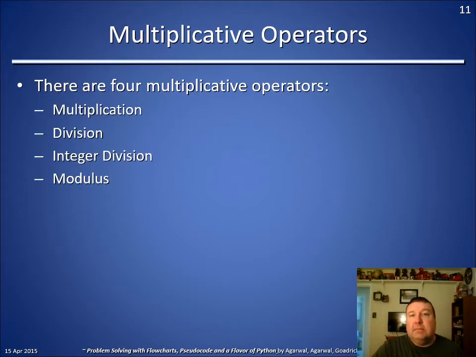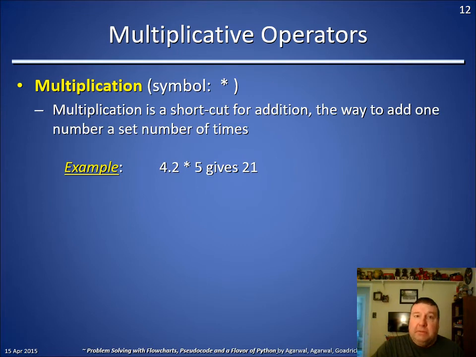There are four types of multiplicative operators: multiplication, division, integer division, and modulus. The first two you're probably familiar with. Multiplication, for us, when we do it with computers, you're going to use the asterisk sign. Multiplication is a shortcut for addition. So 4.2 times 5 gives 21. It's really a shortcut for what? 4.2 plus 4.2 plus 4.2, 5 times. So it's a shortcut for addition.